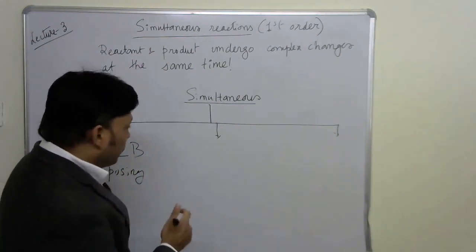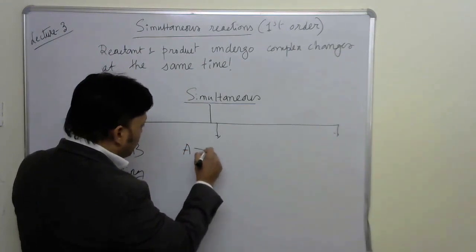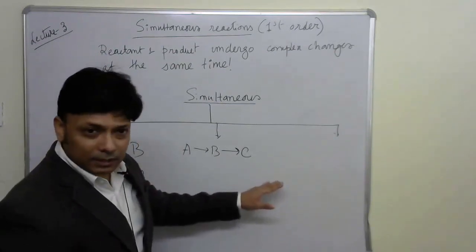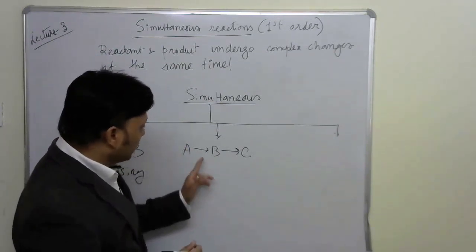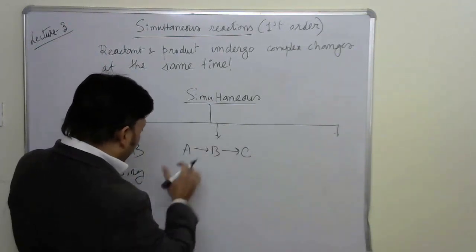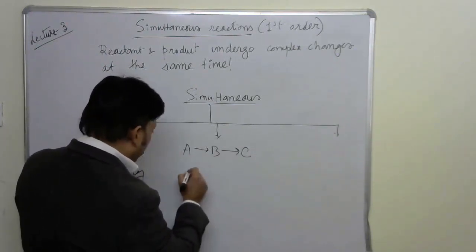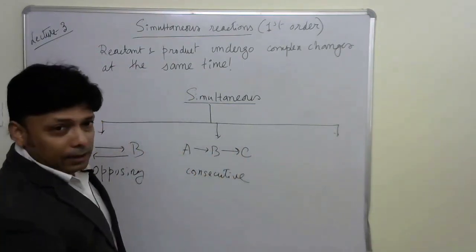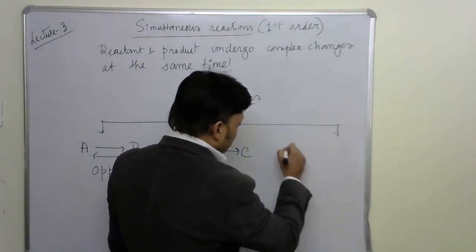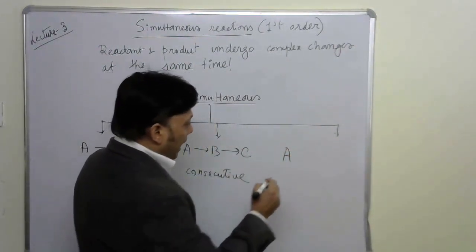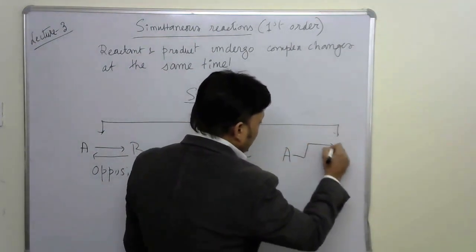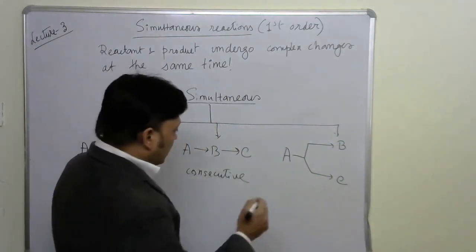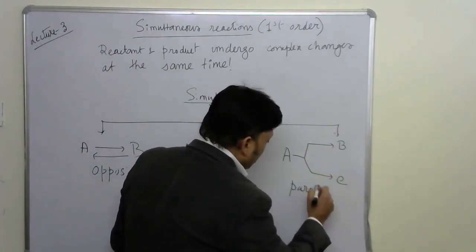Then we have another type, that is A going to B, but again B, like a chain, forms C. So A going to B and then going to C. This kind of reaction is called, in terms of kinetics, a consecutive reaction. And lastly, we have a reaction where we have the reactant A, but A simultaneously produces 2 products, B and C. That kind of reaction is called a parallel reaction.